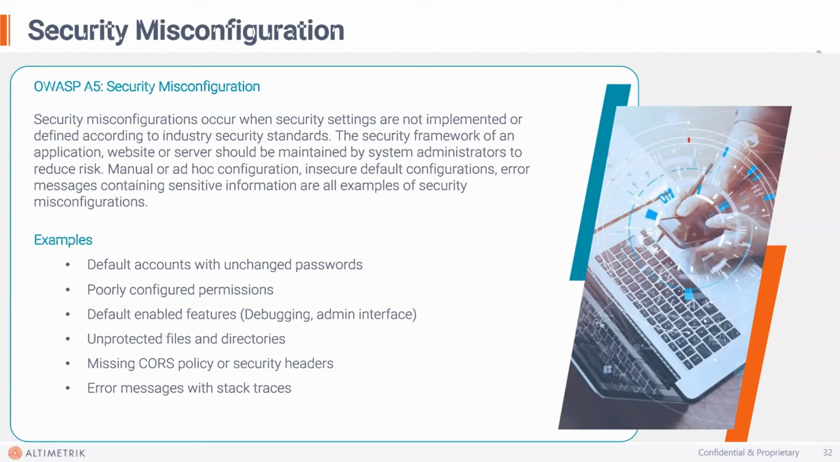Some more examples: default accounts with unchanged passwords, poorly configured permissions, default enabled features like the admin interface. I mentioned earlier there was a deprecated admin API endpoint that we were able to use to display user information, unprotected files and directories, missing CORS policy or security headers, and error messages with stack traces. So I think the majority of what we've shown you so far are examples of that.